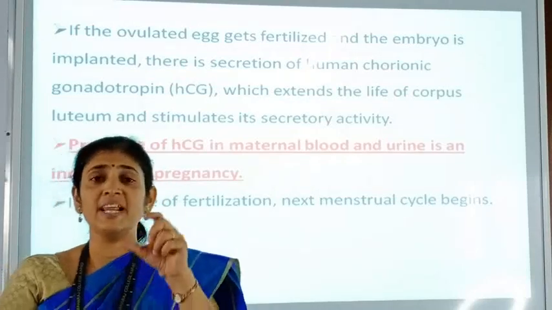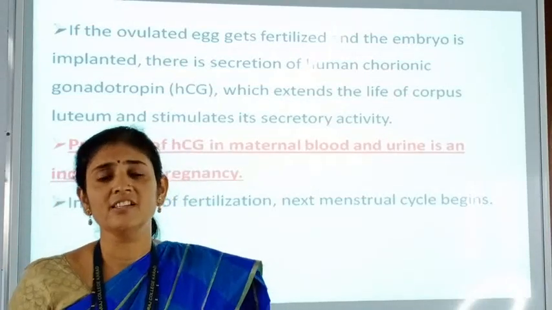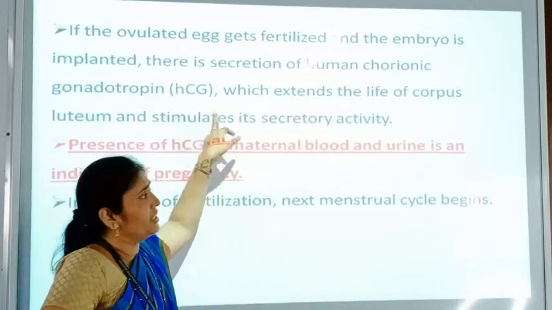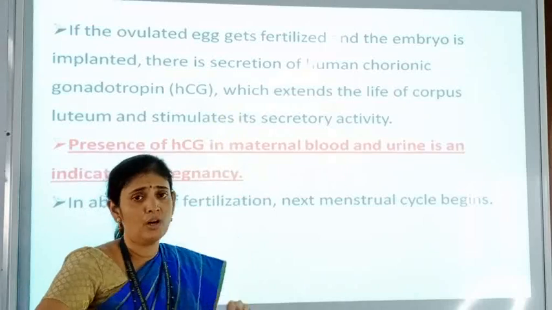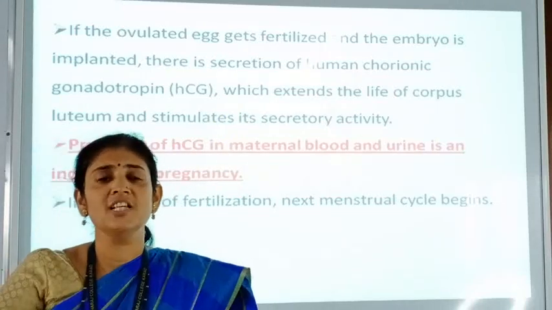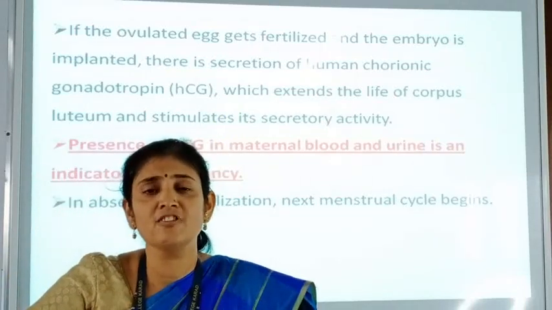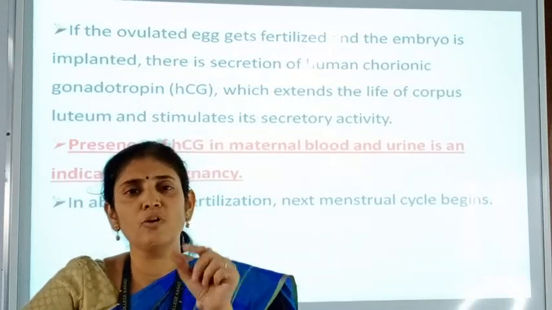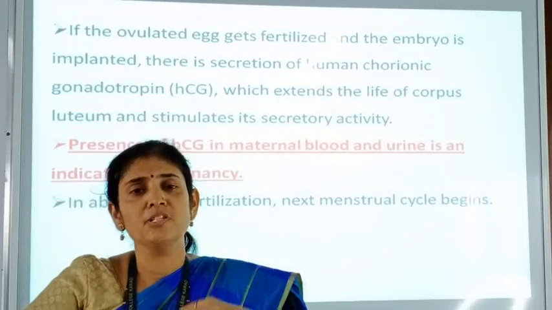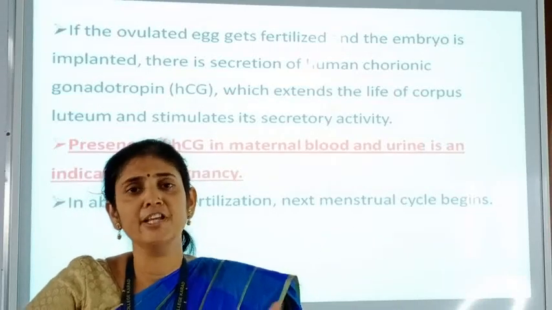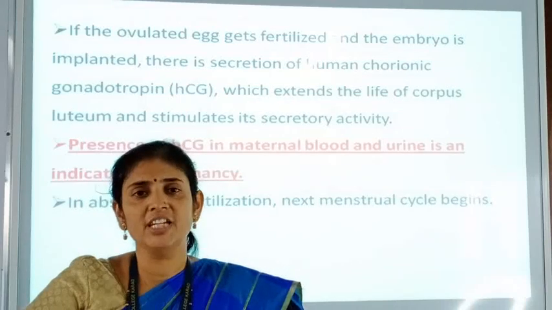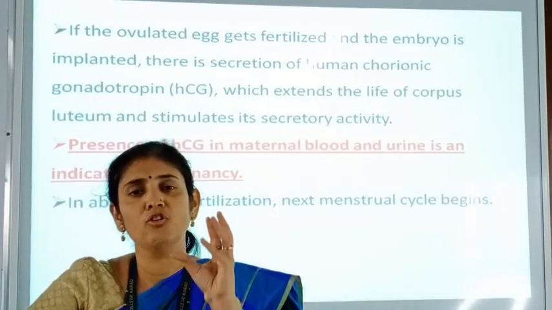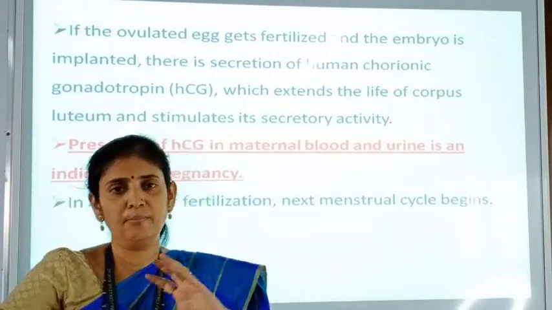Means जर गर्भ राहिला असेल तर त्या गर्भाकडूनच हा हॉर्मोन सिक्रेट केला जातो, ह्युमन कोरिओनिक गोनेडोट्रोपिन, that is called HCG. What does this hormone do? This hormone is responsible for the maintenance of the corpus luteum or for the functioning of the corpus luteum. हा ह्युमन कोरिओनिक गोनेडोट्रोपिन कॉर्पस ल्युटियमचं फंक्शनिंग कंटिन्यू करतो. त्याची जी सिक्रेशनची ॲक्टिव्हिटी आहे, प्रोजेस्टेरॉन सिक्रेशनची ॲक्टिव्हिटी, ती कंटिन्यू करतो. त्यामुळं गर्भ जो आहे तो व्यवस्थित तिथं मेंटेन राहतो त्या पिरियडमध्ये.